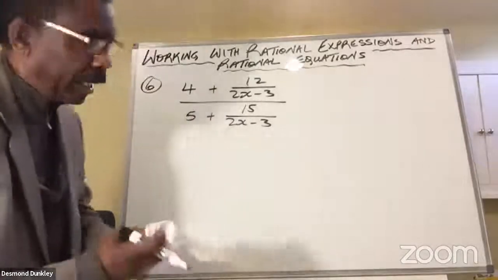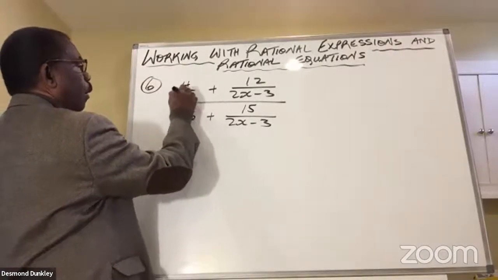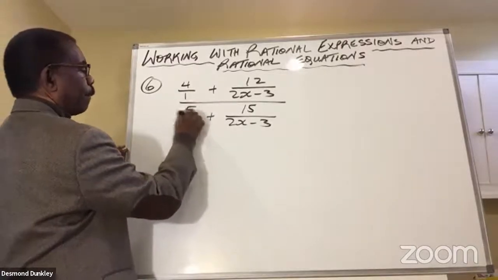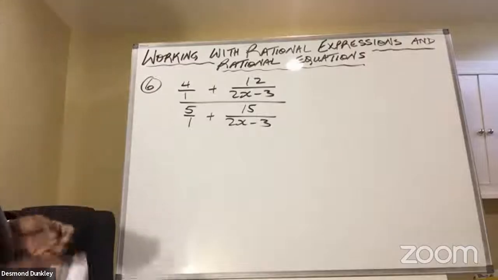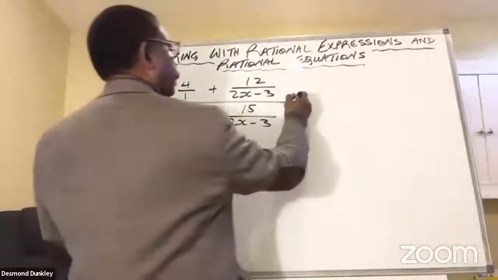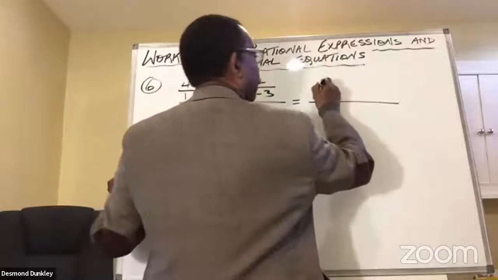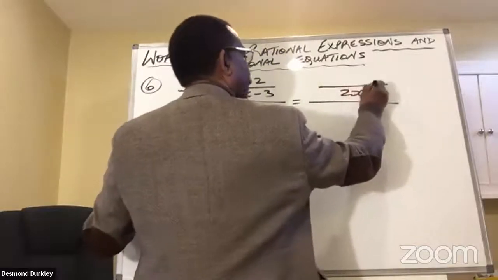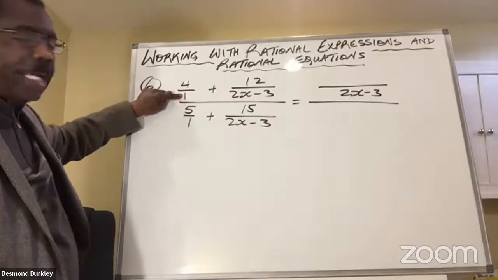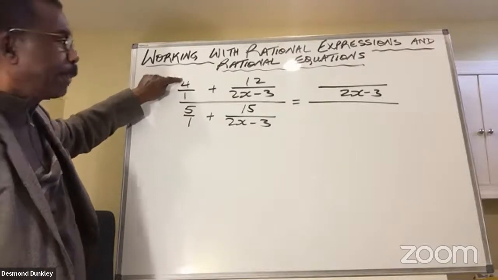So we could start by changing this 4 to 4 over 1. Changing this 5 to 5 over 1. And now we're going to get the common denominator, which is 2x minus 3. So let's see. What did I do to the bottom here? I multiplied by 2x minus 3. So therefore I have to multiply the top by 2x minus 3.